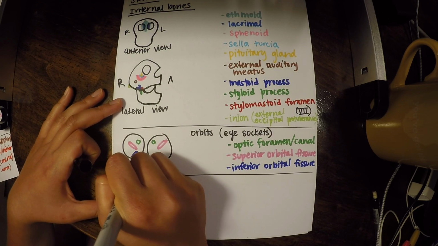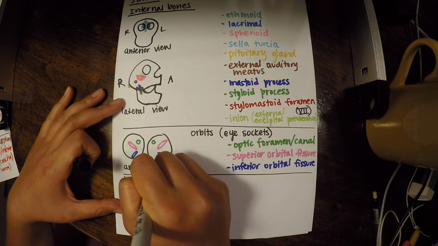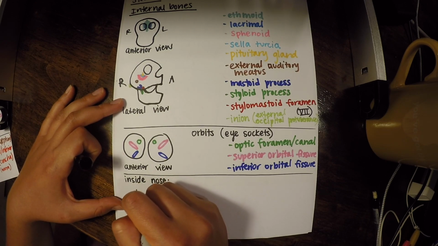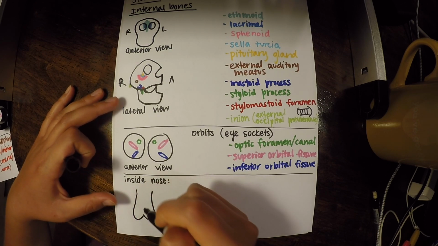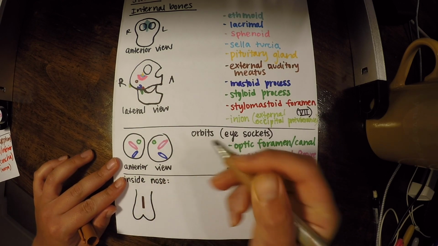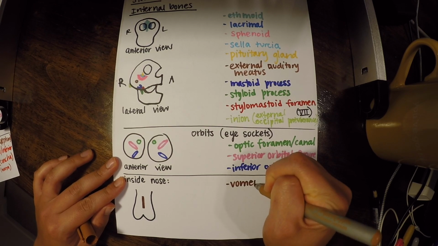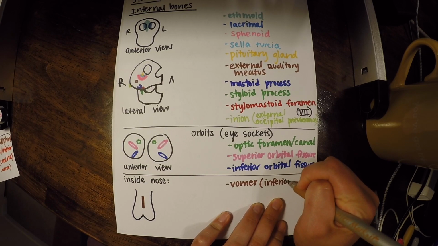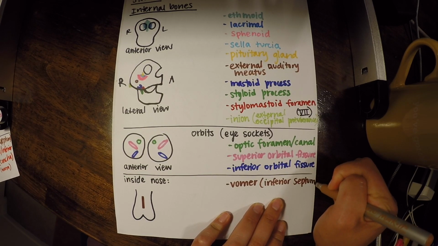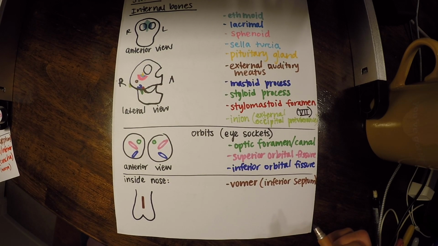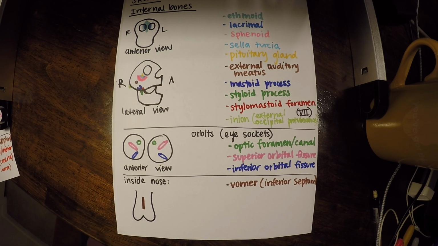So inside our nose, let me draw a little figure. This is what it looks like. And we're going to have one structure in the middle, which is going to be called our vomer or septum. You may have heard someone saying, oh, I have a deviated septum, and that makes it harder for them to breathe. So that's what they're talking about here.